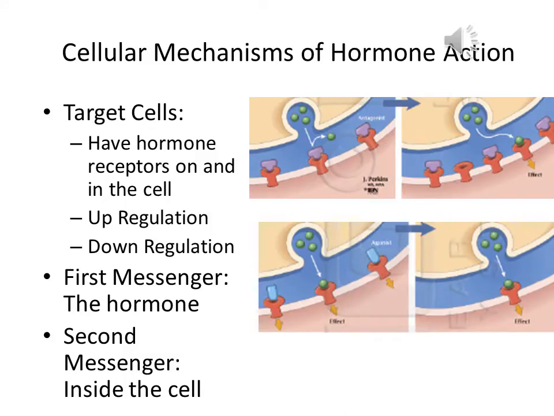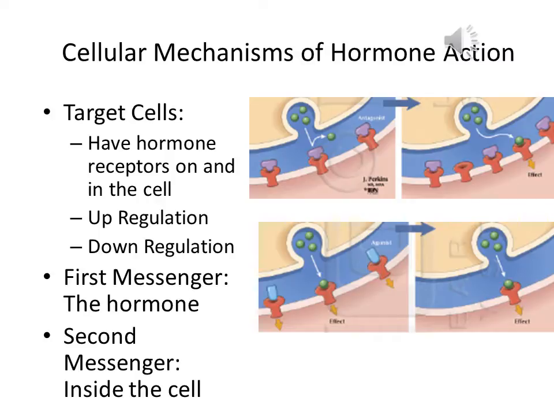Okay, target cells. Target cells have hormone receptors on and in the cell. We'll talk about upregulation and downregulation in just a minute. First messenger is the hormone. Second messenger is inside the cell. Even though hormones are distributed throughout the body, only those cells with appropriate receptors for that hormone are affected. The more receptors, the more sensitive the cell is to the hormone.